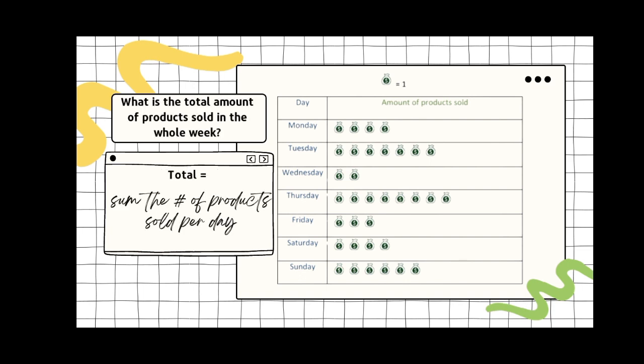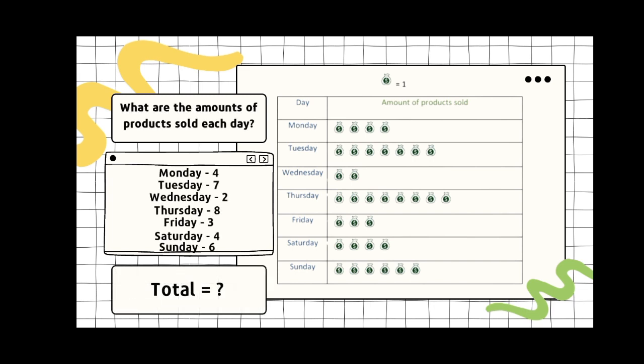Next question. What is the total amount of products sold in the whole week? So since we have already gathered the data on how many quantities are sold per day, all we need to do is to sum it up. So on Monday we have 4, Tuesday 7, Wednesday 2, Thursday 8, Friday 3, Saturday 4, and Sunday 6, which is in total of 34 quantities.